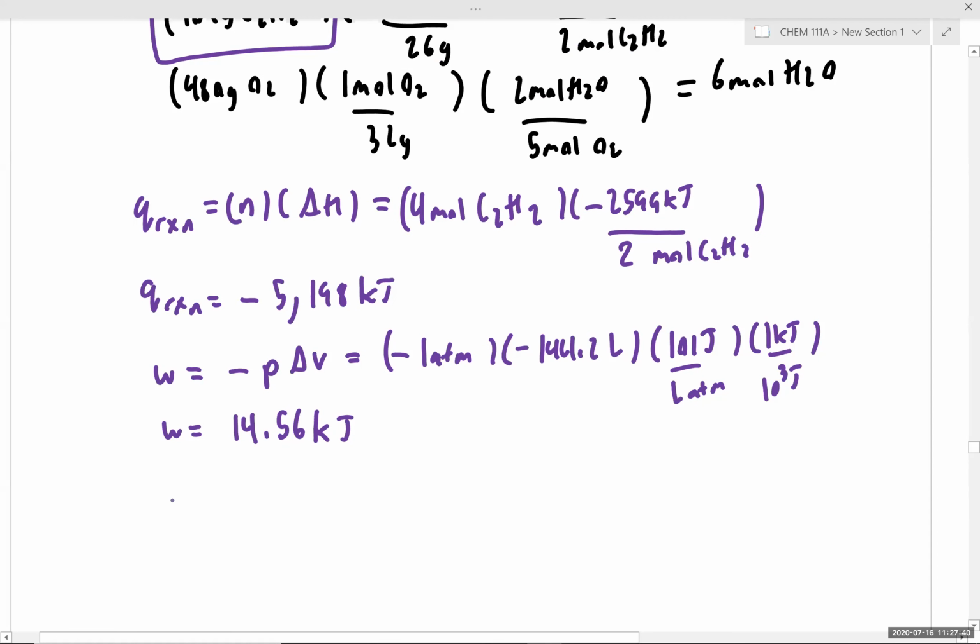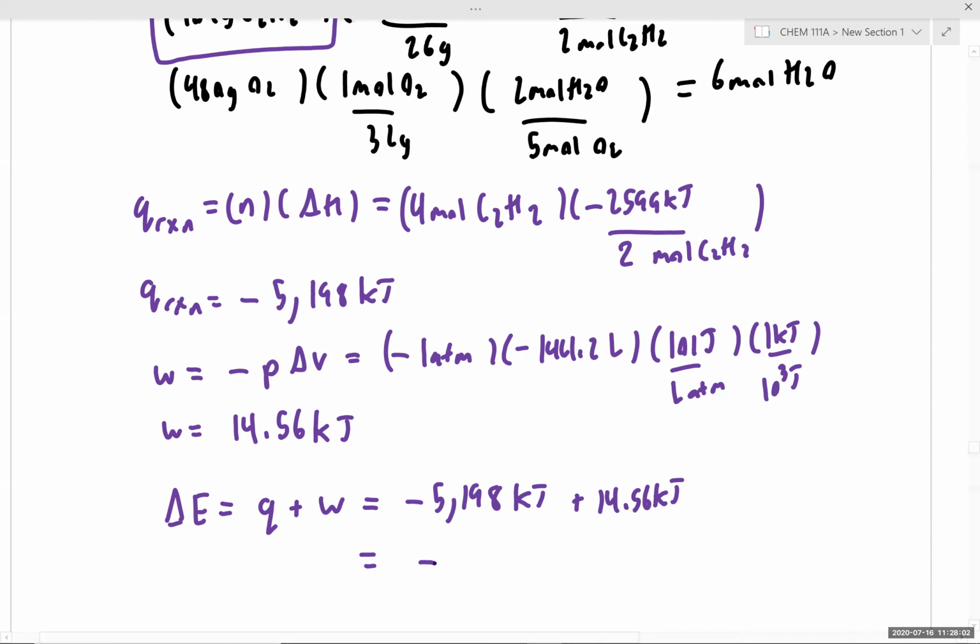And in turn, if we calculate our change in internal energy, which is equal to heat plus work, that gives us 5,198 kilojoules plus 14.56 kilojoules, which gives us, in the end, 5,183 kilojoules for this exact reaction. That's the change in internal energy for this reaction.